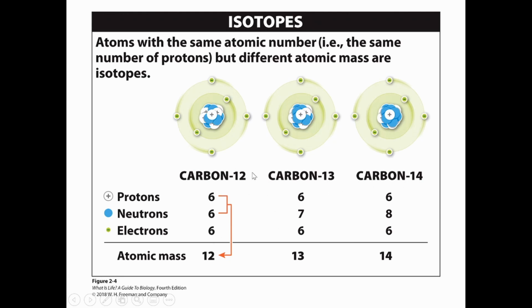So carbon 12, that's just standard carbon, where we have 6 protons, 6 neutrons, and 6 electrons with an atomic mass of 12. That's what we would expect just thinking about carbon and the basic setup of an atom. But over here with carbon 13, the atomic mass is different because we've added in a neutron. And same thing with carbon 14. The atomic mass is different because we've added in 2 neutrons.